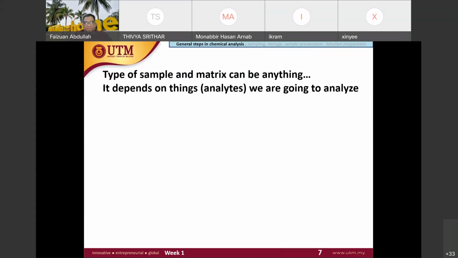It depends on which analytes we are going to analyze. The sample, for example, could be an oil sample from the Gulf of Mexico oil spill disaster. What is an oil spill? Do you understand what an oil spill is? Can someone explain to all of the class members what the oil spill is?